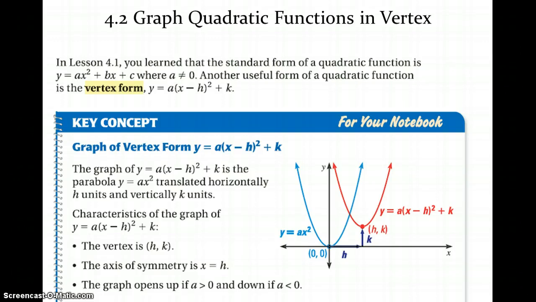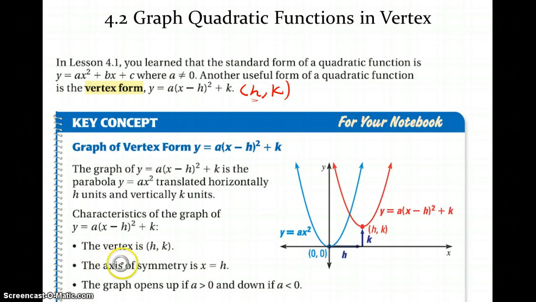Vertex form, unlike yesterday's standard form, which was y equals ax squared plus bx plus c, is y equals a times a quantity, x minus h squared plus k, where our vertex, instead of using the formula from yesterday, is going to be h, comma, k. What do we notice about the h's? It's the opposite sign from what's in the equation. So here we have minus, but here we choose the plus. Good job.